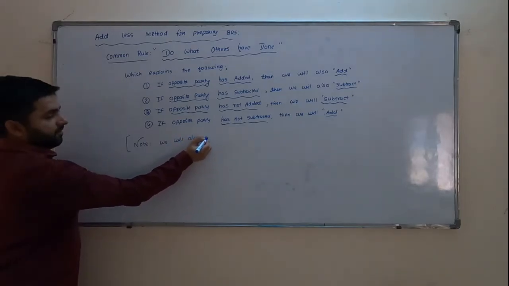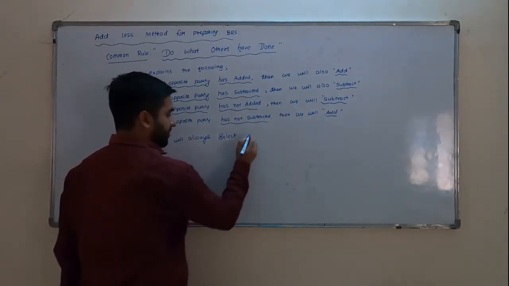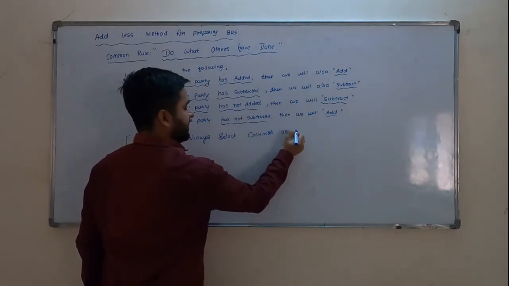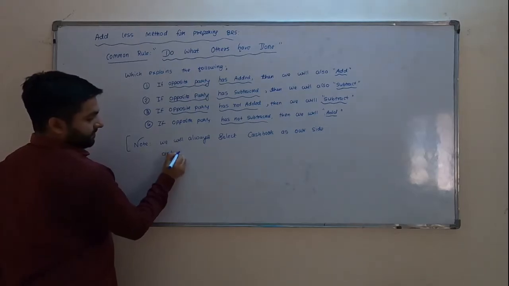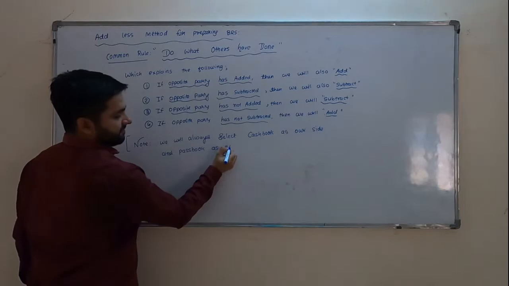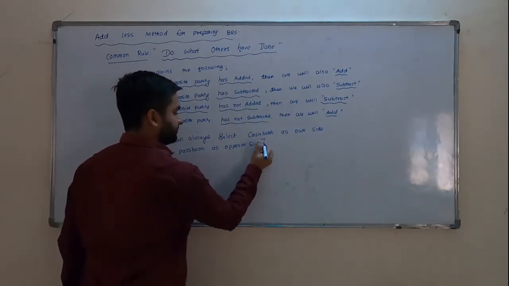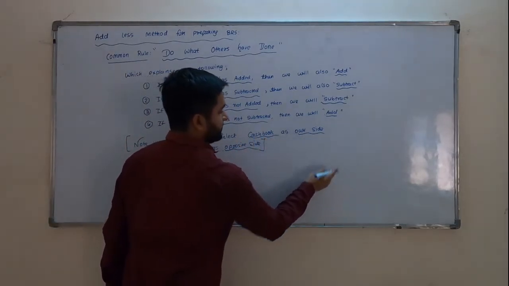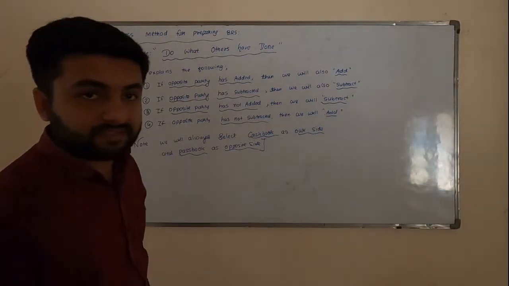We will always select cash book as our side and passbook as opposite side. Passbook opposite side, cash book our side. Okay, always you do this thing only. Okay, electricity has gone.